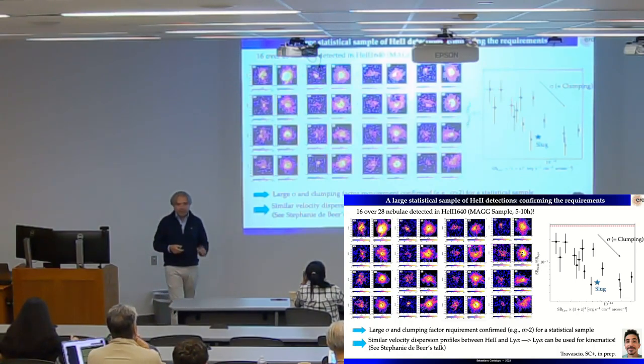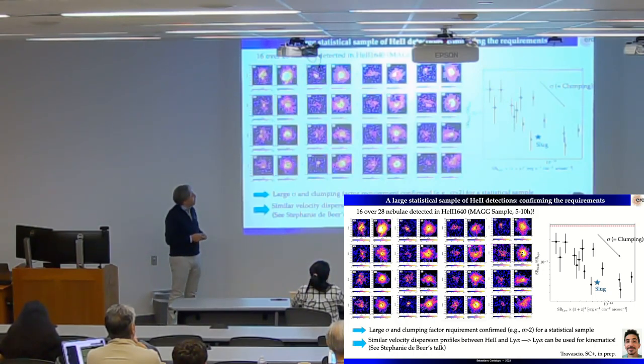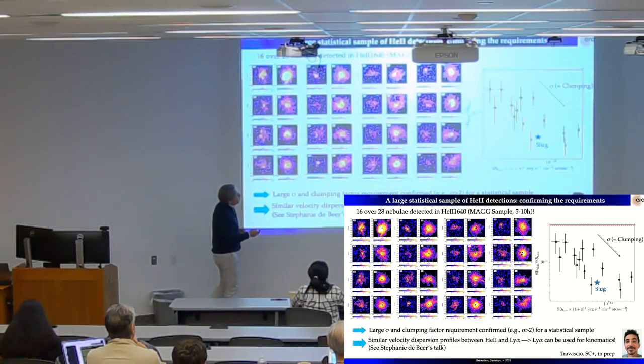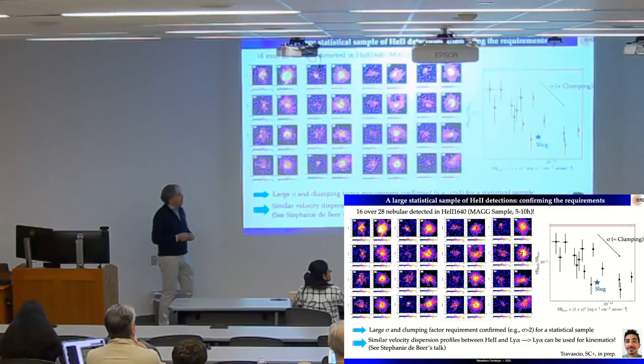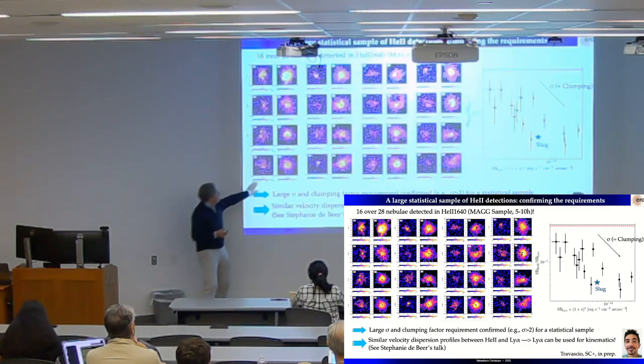But you might tell me, oh, this is just one object. Maybe this object is weird. That's why we looked into more nebulae. Together with Andrea Travascio, working in our group, we've been able now to find, looking deeper around quasars, a large statistical sample of helium-2 nebulae. This is helium-2 over Lyman alpha. And the line ratio for all these nebulae is consistent with the Slug Nebula ratio. They are all very low.